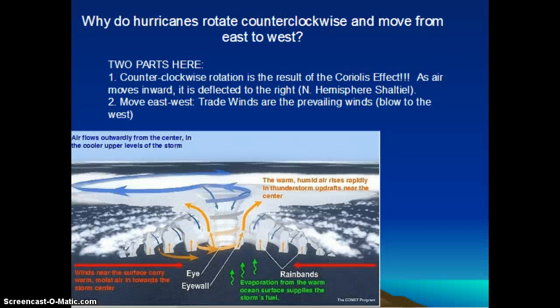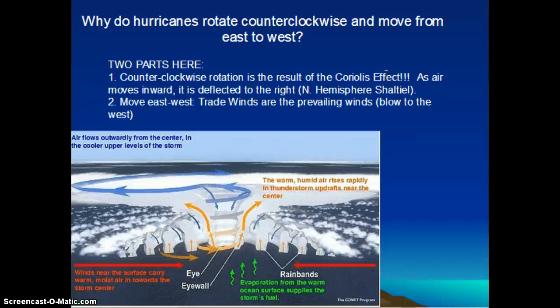So why do they rotate counterclockwise and move from the east to west? Well, there's two parts here. The first one, counterclockwise, is a result of Coriolis. As air moves inward, it gets deflected to the right, and this creates the counterclockwise rotation. It's characteristic of low pressure systems, just like a mid-latitude cyclone would be in our area as it travels through the weather pattern. But why does it move from east to west?